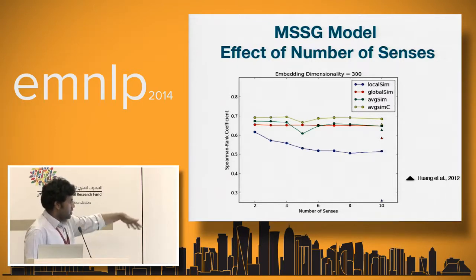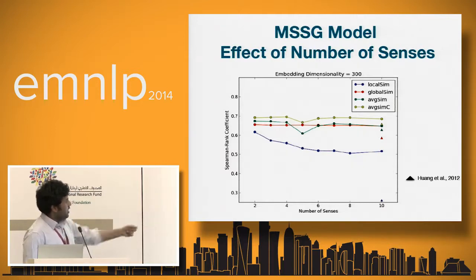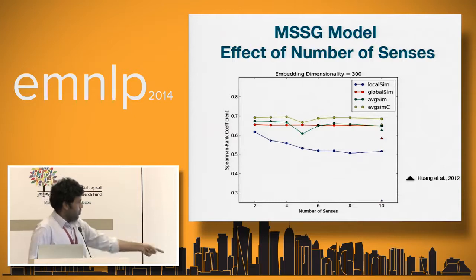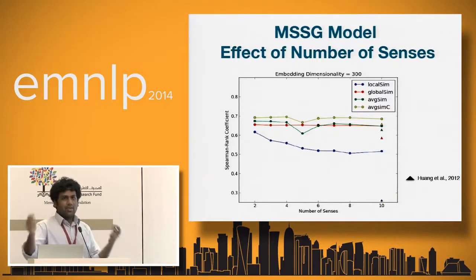Even when we use 10 senses, we beat the baseline model in all metrics. And again, with local sim, we perform twice as well as the baseline method. I think with 10 senses, it's really hard to get the local sim right because the probability of picking a wrong sense is much higher when you have 10 senses.